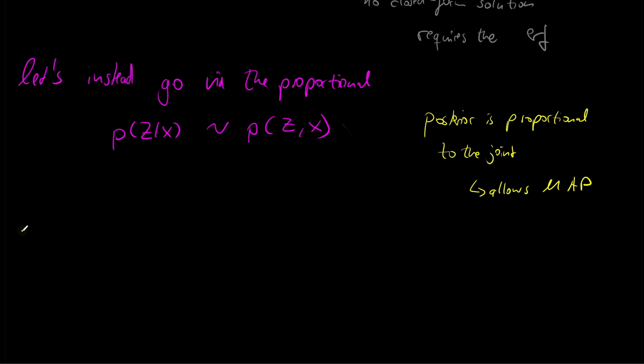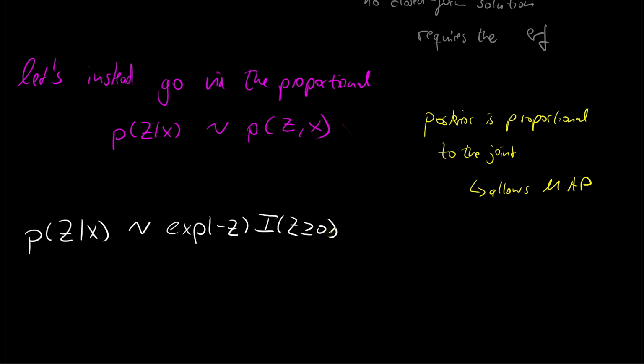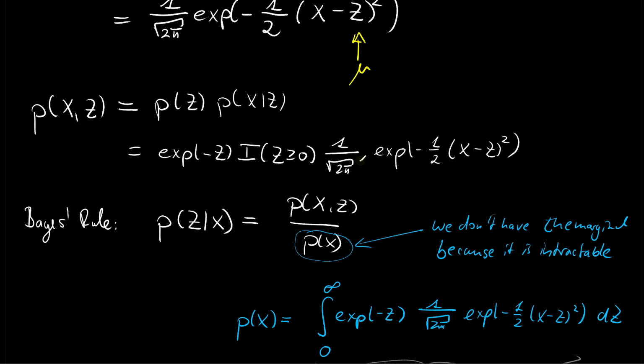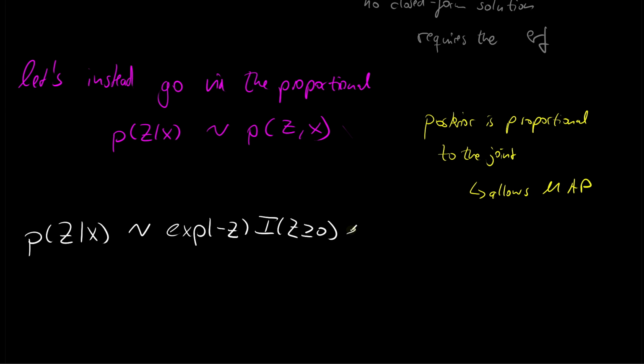So I want to change the color here again, and then we can say p of z given x is proportional to the exponential of minus z, and then we have the indicator function that z is greater or equal to 0. And since we have a normalization constant here, I will just kick that out, because we are working in terms of the proportional anyways. And then we have our exponential of minus 1/2 of x minus z in brackets squared.